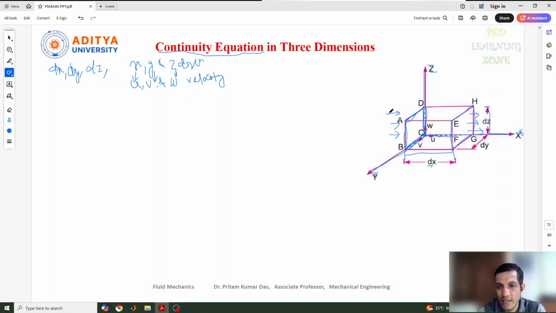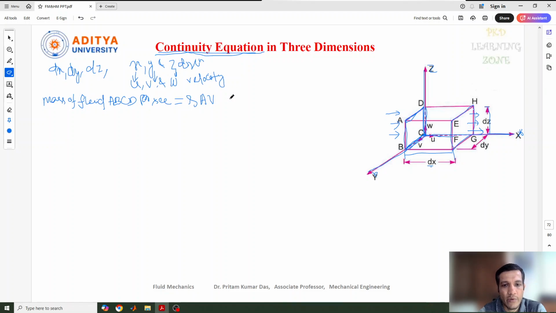So first, let's see the mass of fluid entering the ABCD surface per second. We know the formula: rho A V. This formula we have already calculated previously, the mass flow rate.